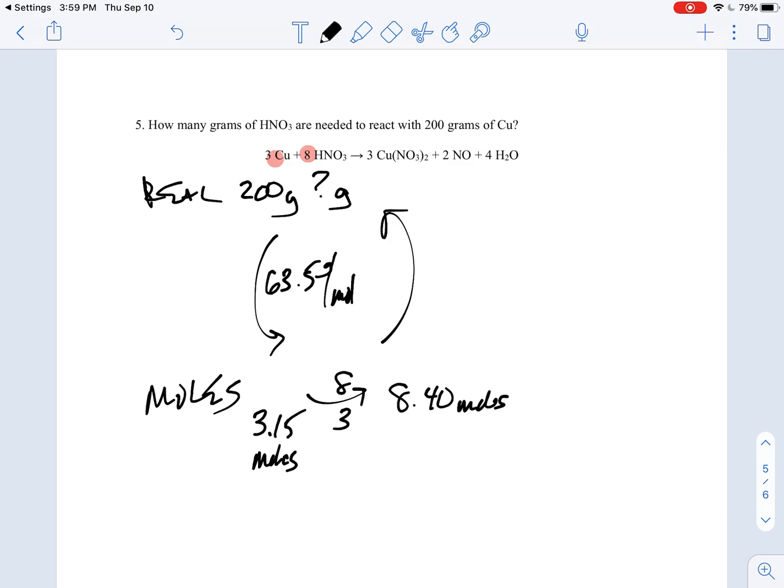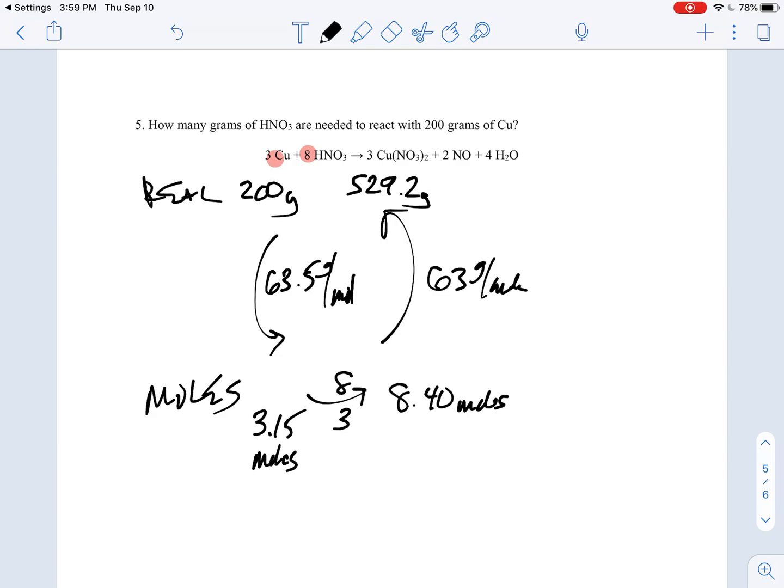And now we want to come out of town here to back up to the real world. And if you add up HNO3, you should get about 63 grams per mole. So if you do that one, you should end up with about 529.2 grams when you do that.